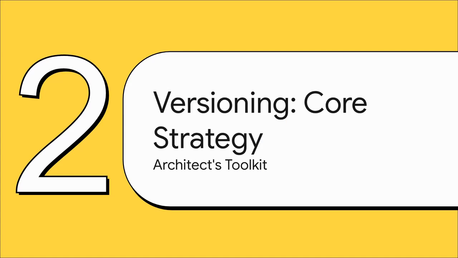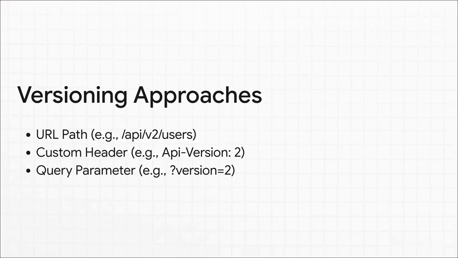So how do you possibly manage this? How do you innovate without causing chaos? Well, the answer lies in a very deliberate strategy called versioning. This is the main tool in an architect's toolkit for introducing change gracefully. Now, there are a few standard ways to pull this off.